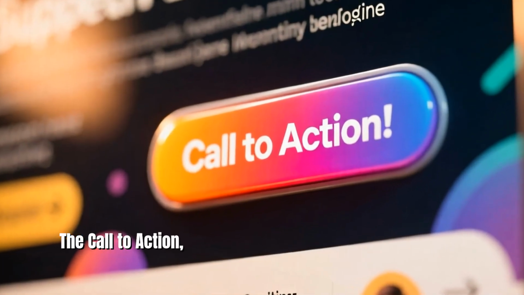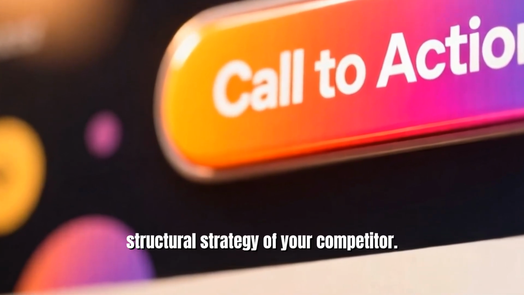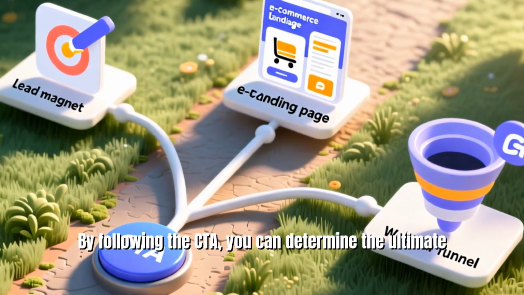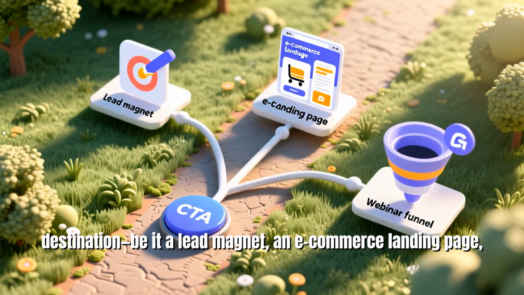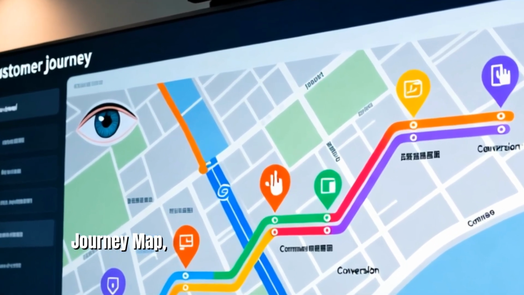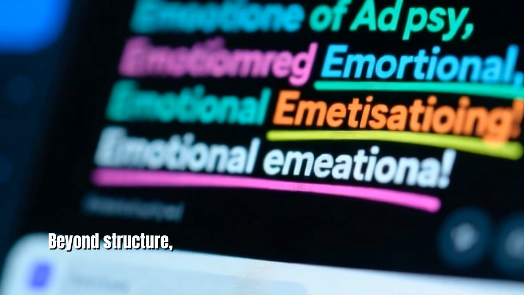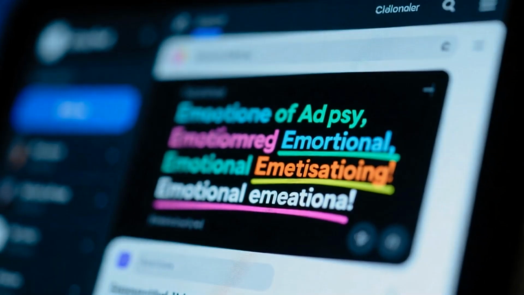The call to action, often overlooked, is a direct clue to the structural strategy of your competitor. By following the CTA, you could determine the ultimate destination, be it a lead magnet, an e-commerce landing page, or a webinar funnel. This insight partly uncovers your competitor's customer journey map, helping you to reconstruct how they are nurturing and converting prospects.